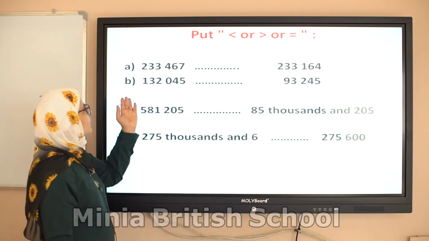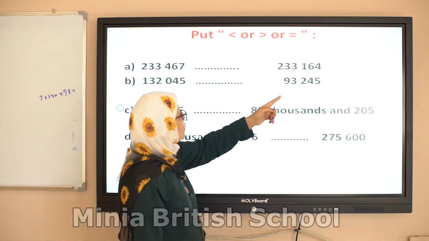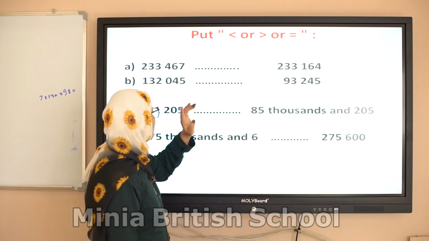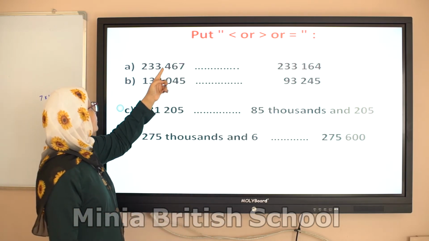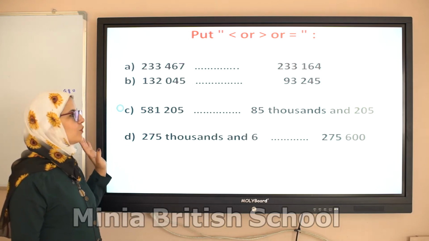Okay, the first one here. If you count this, you will find, how many digits do we have here? 1, 2, 3, 4, 5, 6. 6 digits. What about this? 1, 2, 3, 4, 5, 6. Both of them have the same number of digits.